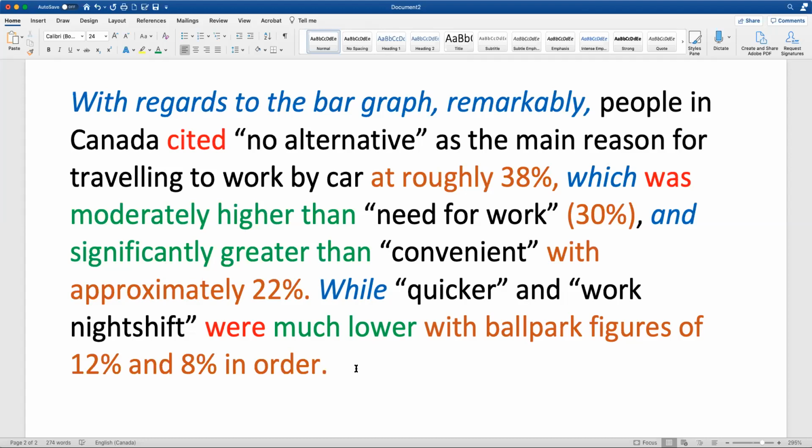Andrew, what does ballpark mean? Around. Approximately. Ballpark figures means around the figure, approximately, roughly.